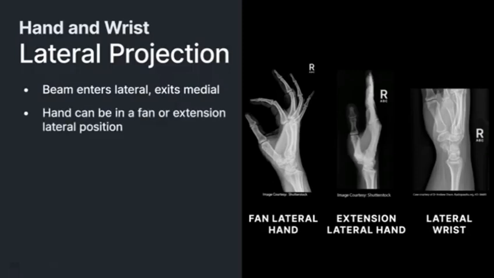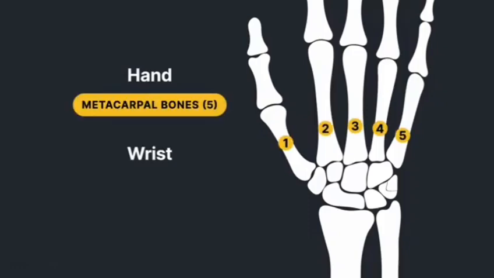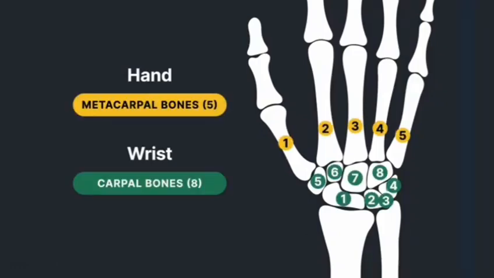The hand can be performed in a fan lateral position or an extension lateral position, which refers to the position of the fingers. Typically, the fan lateral is preferred over the extension lateral because the fan lateral projection removes superimposition of the digits. So in summary, the hand and wrist are made up of 13 bones, 5 metacarpals in the palm of the hand and 8 carpal bones in the wrist.